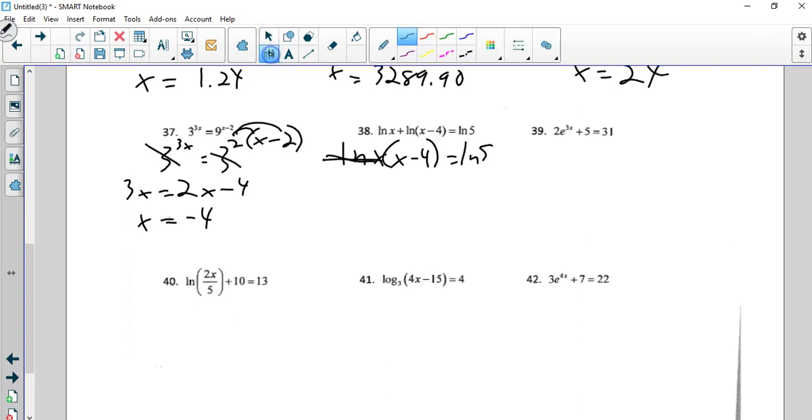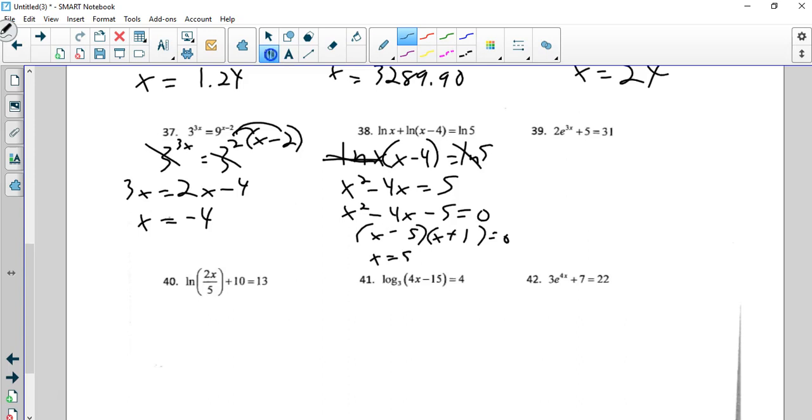So now I can get rid of my ln's. And I'm going to distribute my x. Move the 5 over. And this is a very simple guess and check. I need two numbers that multiply to give me 5, and there's only one way. And I want more negatives, because of the negative 4, which gives me x equals 5 and x equals negative 1.